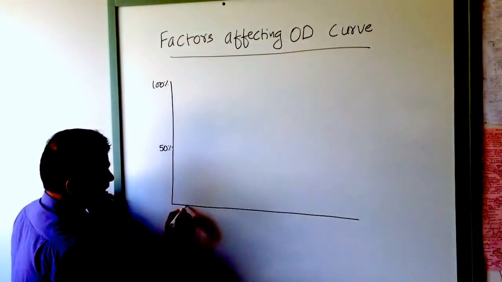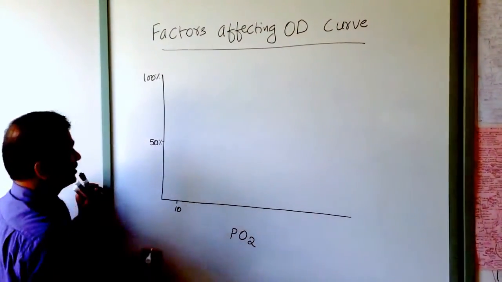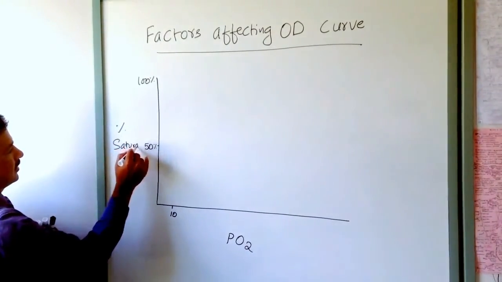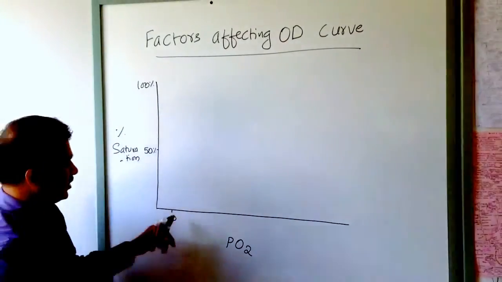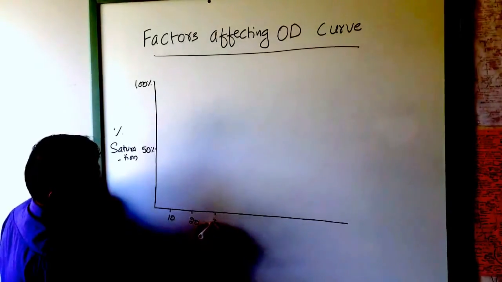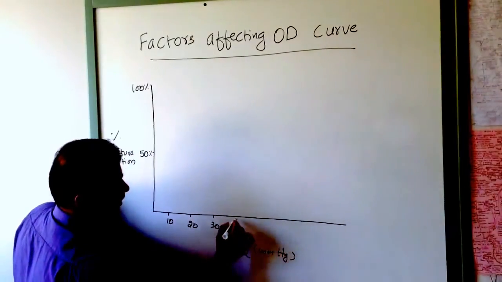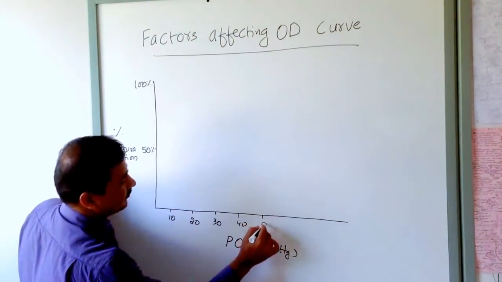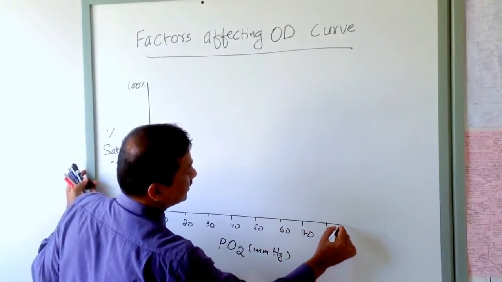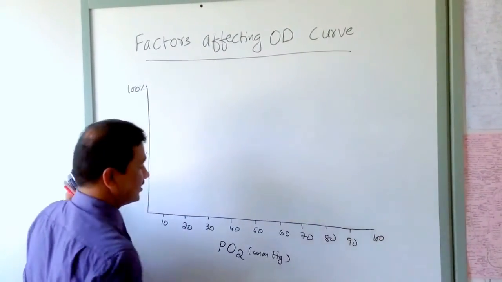And now let's start with, say, 10 partial pressure of oxygen, that is PO2, and this side y-axis is percent saturation. Okay, so now 10 millimeter of Hg, then say 20 millimeter of Hg, 30 millimeter of Hg, so this is all in millimeter of mercury, and then 40, 50, 60, 70, 80, 90 to 100 millimeter of Hg.